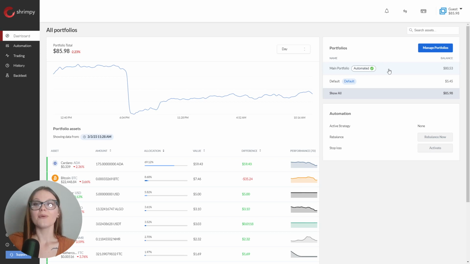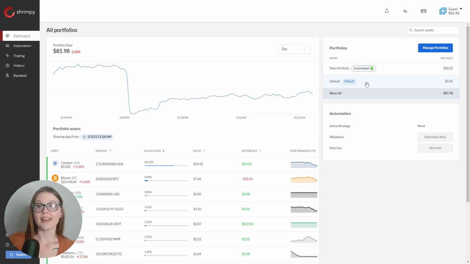When we deposit our crypto into our exchange account, the added crypto will be displayed in the default portfolio on Shrimpy. If this portfolio is automated, the newly added cryptocurrency could trigger a rebalance and sell all of the crypto to the target allocation set on the default portfolio. If we do not want the cryptocurrency to be rebalanced immediately, we can stop the automation running on the default portfolio before adding funds, make any changes necessary, and then start the automation again.